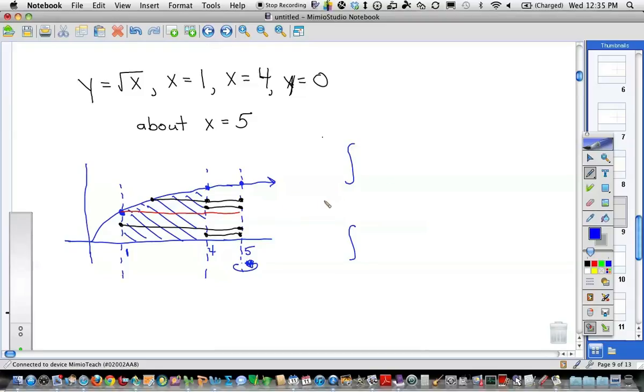So above the red line, since it's a washer, I've got an outer radius. What would be the outer radius here? What'd you write for that? No. It's this x coordinate minus this x coordinate. So what do we got? 5 minus y squared. This is the curve x.